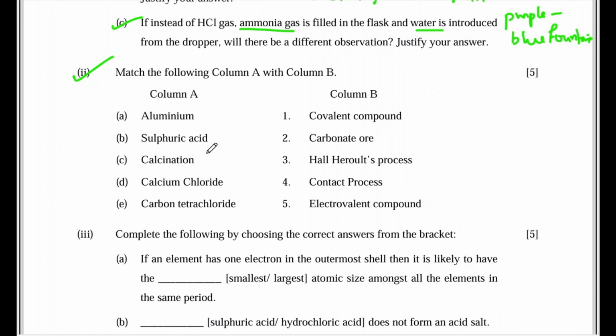The one we know, contact process is sulfuric acid, so straight away you can put that. Calcination is done for which one? Carbonate ore. So second one. Calcium chloride, let's see, carbon tetrachloride. Okay, Hall-Heroult process is related to what? Aluminium, so this one is 3. Then left is what? Carbon tetrachloride is covalent compound, so 1. Calcium chloride is ionic or electrovalent, so 5. So this is very simple.